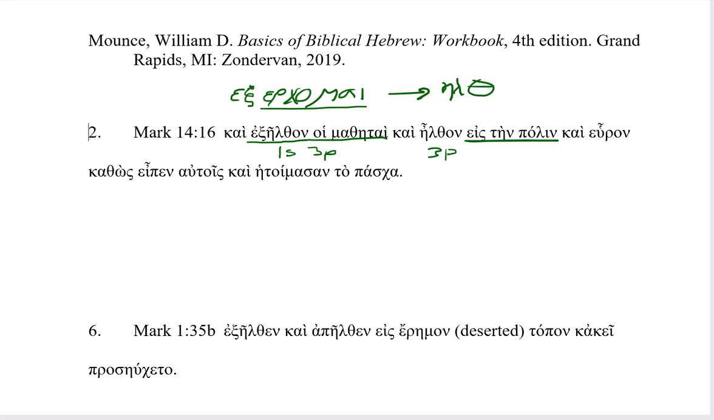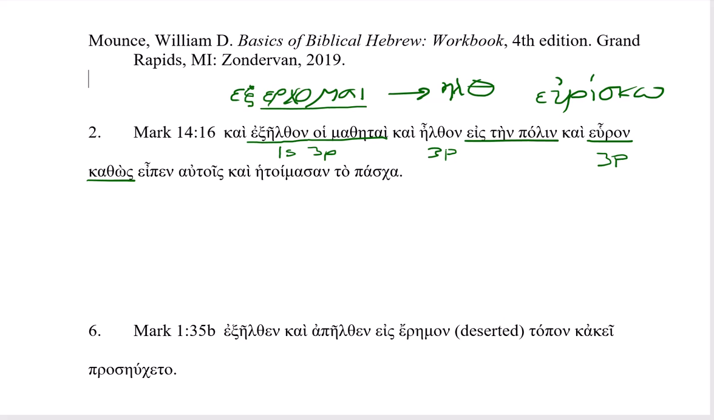eis ten polin, so they came to the city. Now here's another second aorist. This comes from the stem heurisko, and the stem changes. It drops that isk, iota sigma kappa, and so we're looking at a second aorist. It's got the secondary active endings that look like imperfects. So we have heuron, and they found. Heurisko means to find, and they found, again, it's going to be third plural, not first singular.